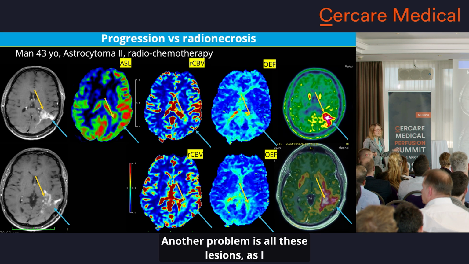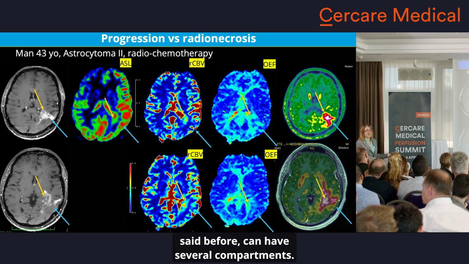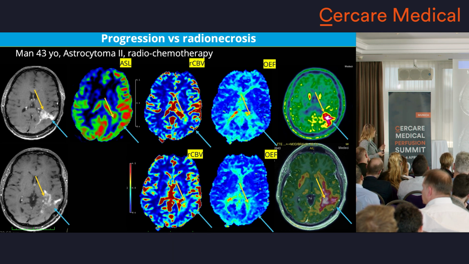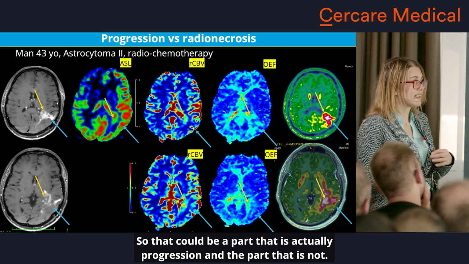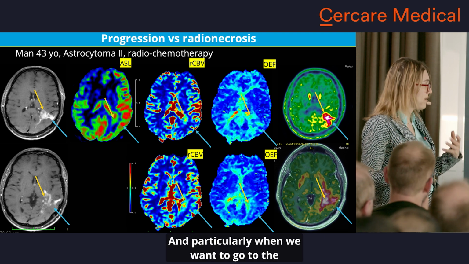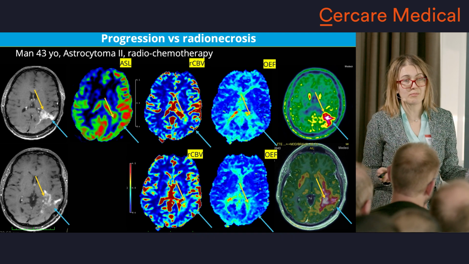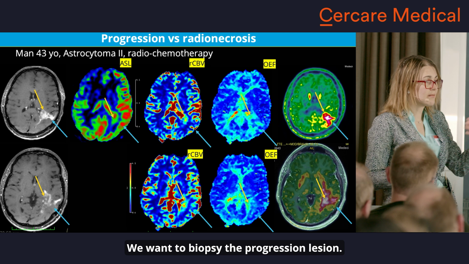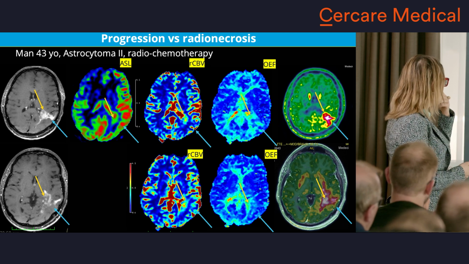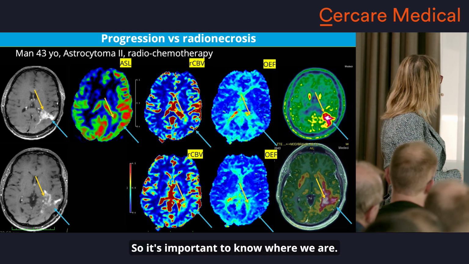Another problem is that all these lesions, as said before, can have several compartments. So there could be a part that is actually progression and a part that is not. And particularly when we want to go to the biopsy, we don't want to biopsy the necrosis, we want to biopsy the progressing lesion. So it's important to know where we are.